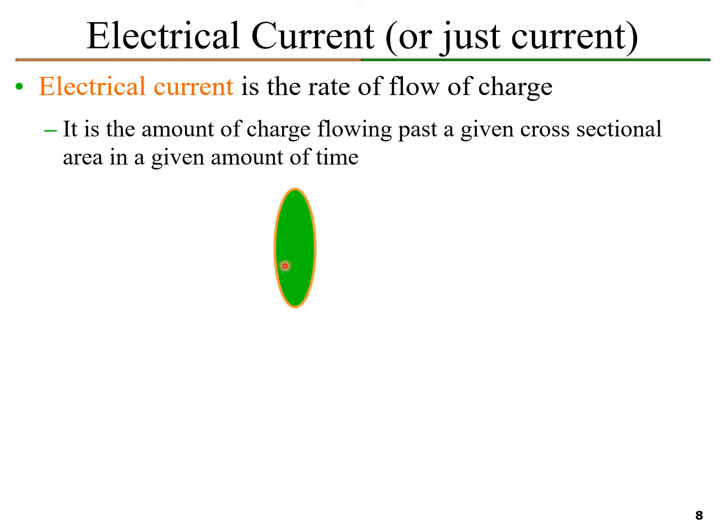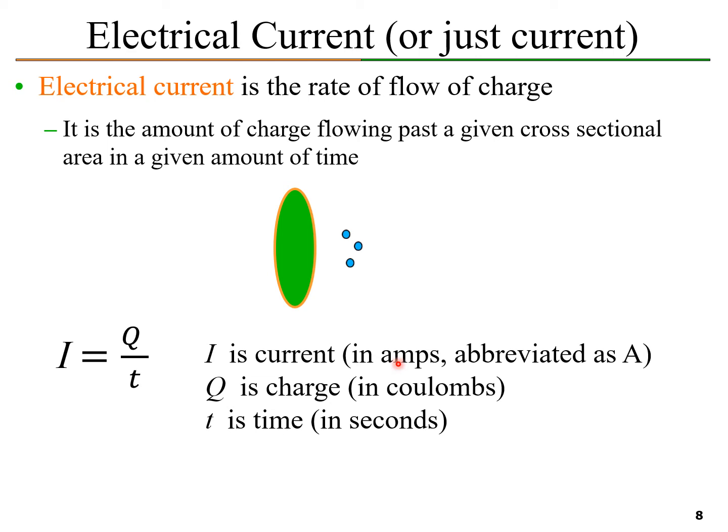Here we see a random cross-sectional area, and I've got 3 electrons. Those electrons are moving past that cross-sectional area. That gives us current flow: charges moving past a given cross-sectional area per unit time. The formula for current is equal to the amount of charge flowing past the cross-sectional area divided by the amount of time that it takes the charges to flow past that cross-sectional area. The unit for current is amps. So 1 coulomb per second is an amp.